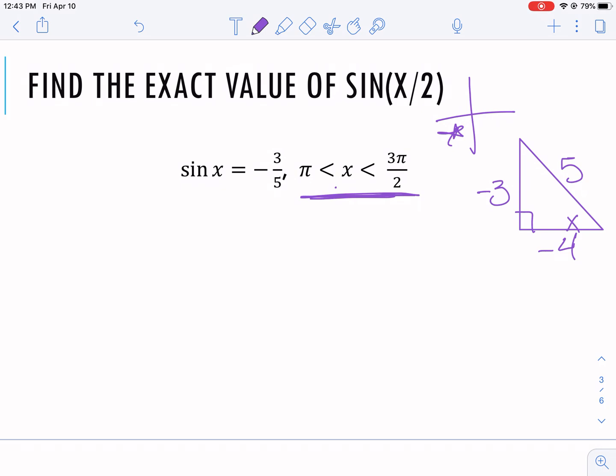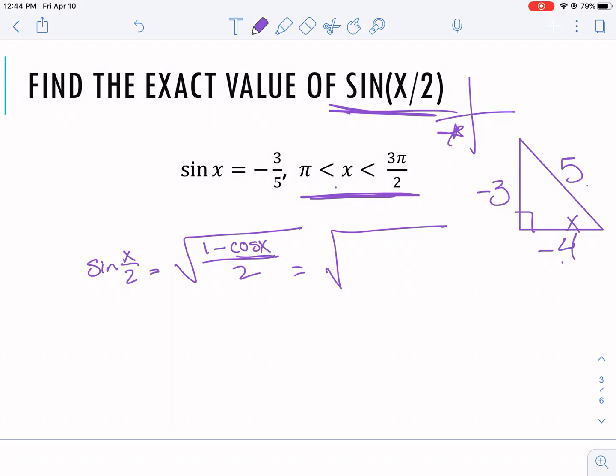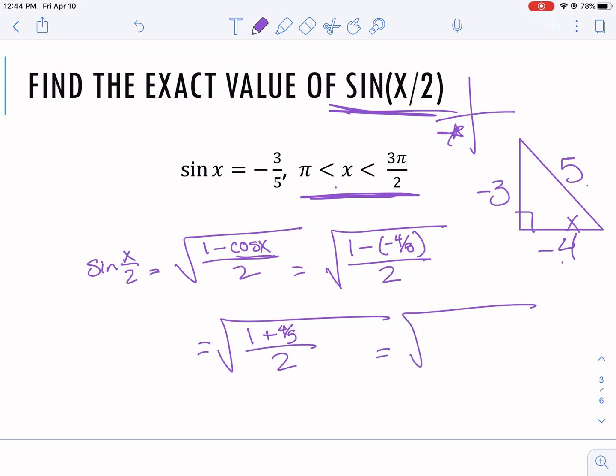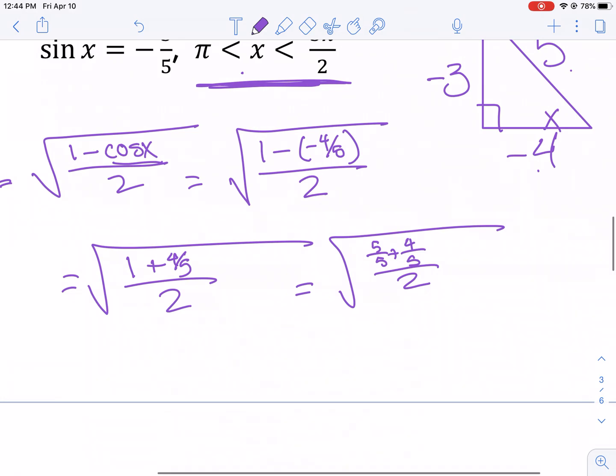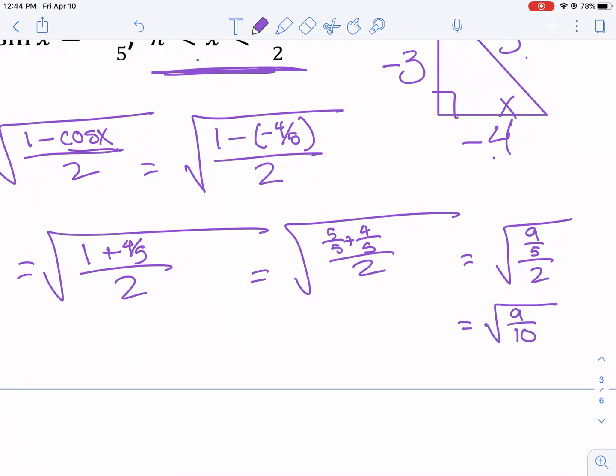So if I go back to my identities, I want to find the half angle of sine. So the sine of x over 2 equals, and we're going to determine plus or minus in the end here, the square root of 1 minus cosine x all over 2, okay? Which in this case, cosine x is -4/5. So we have 1 minus -4/5 all over 2, which then is 1 plus 4/5 all over 2. So I'm going to make that 5/5 plus 4/5 over 2, and then 9/5 over 2, which then would become 9/10.